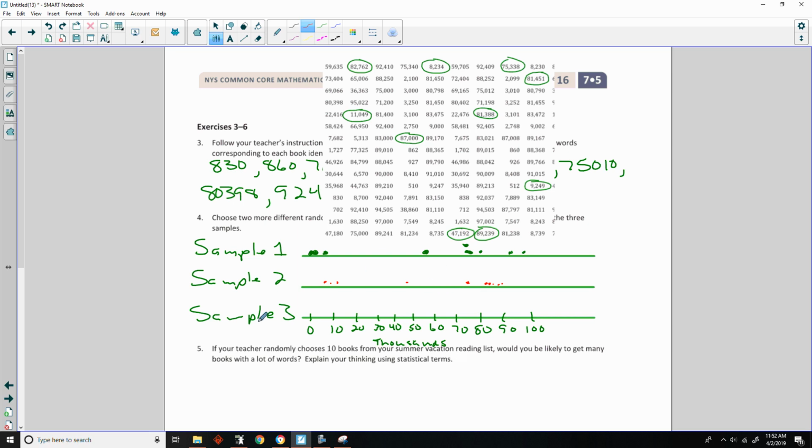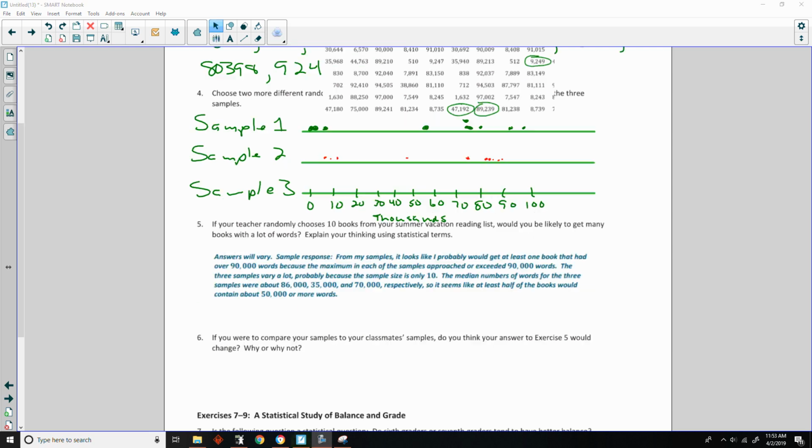And then it says, if your teacher randomly chooses 10 books from your summer vacation, would you likely be getting many books with a lot of words? Explain your thinking using a statistical. Okay, obviously answers would vary, so here's a sample response. From my samples, it looks like I probably would get at least one book that had over 90,000 words. Because the maximum in each of the samples approached or exceeded 90,000 words.